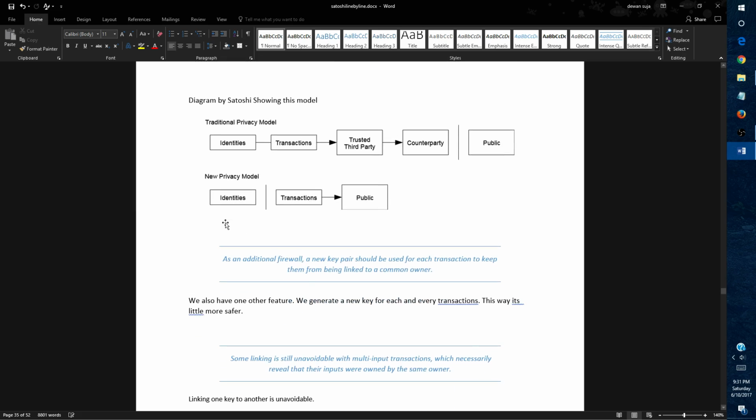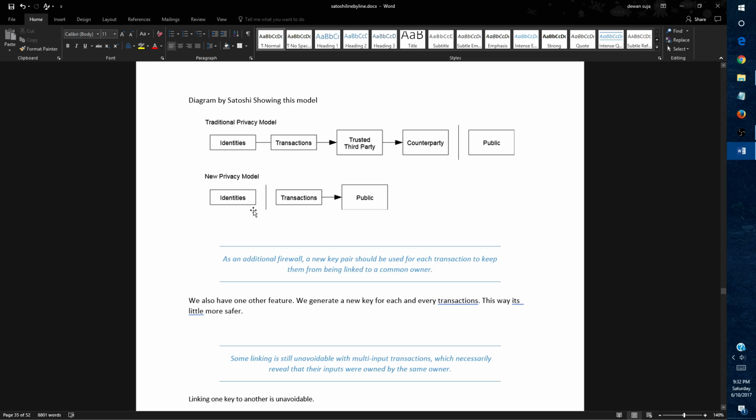So here is a really amazing, actually not amazing, but well, it's amazing, but it's a very useful diagram by Satoshi Nakamoto. So in the traditional privacy model, while doing the transaction, the identity in your transaction gets recorded by a third party, and then there's a counterparty risk, and then it's blocked from the public. It's blocked because they act as the counterparty between the public and you. So this is the public, and this is the counterparty, and here is the blocking, right?